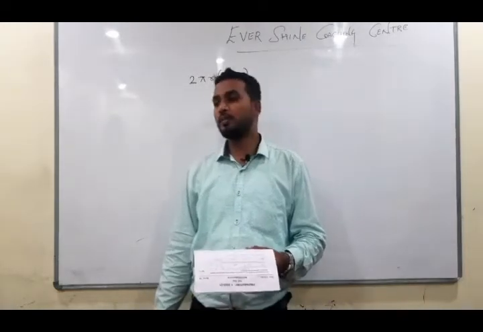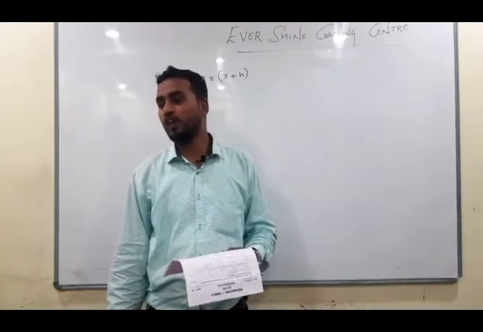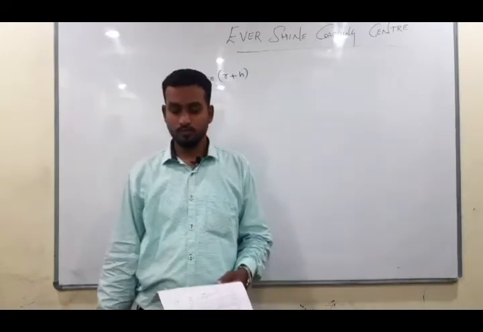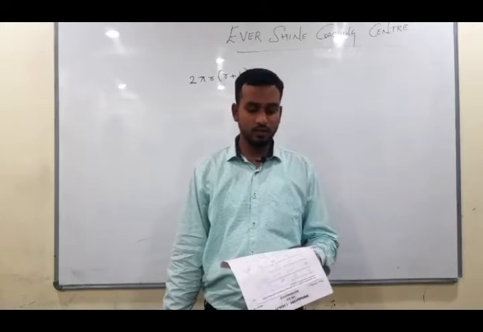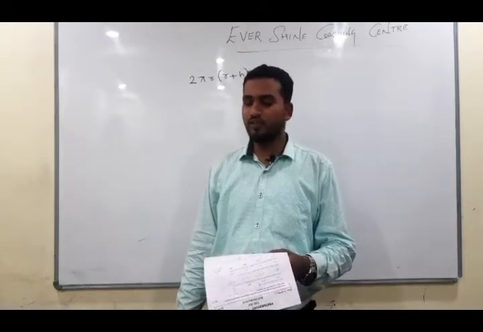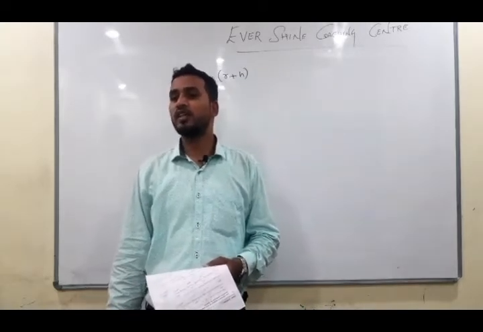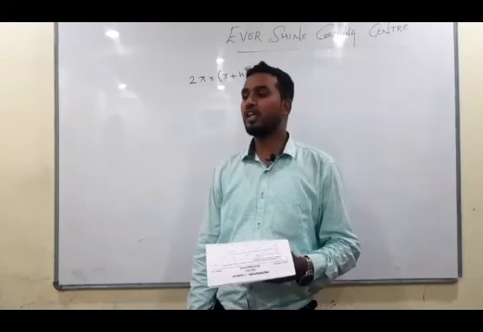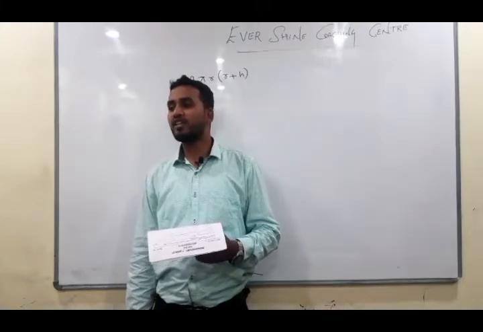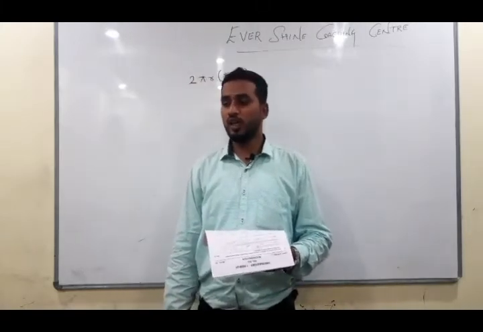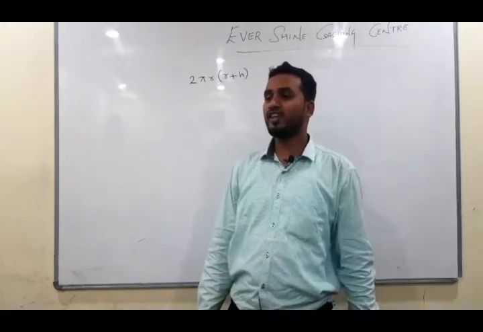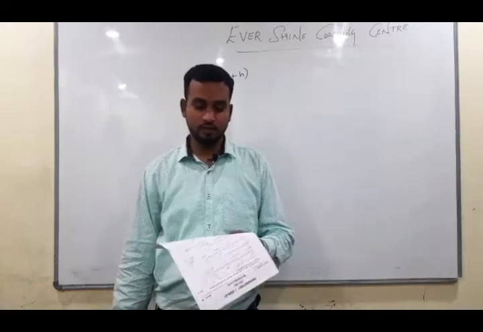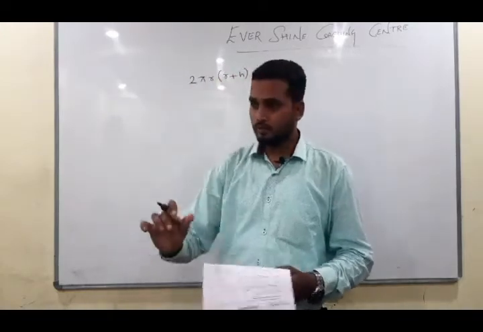Option B, volume of a cone. Option C, surface area of a sphere. Option D, total surface area of a cylinder. Children, I'll go one by one.